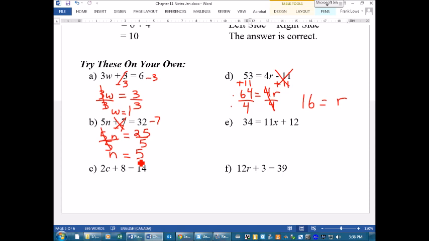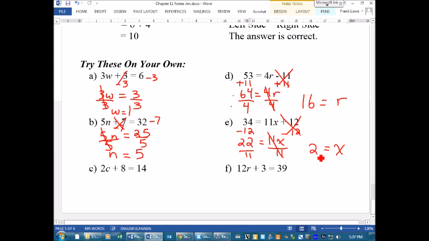34 equals 11x plus 12. In order to get rid of that plus 12, we got to subtract 12. We do that on both sides. Okay, this cancels out. You're left with 11x equals 34 minus 12 is 22. Okay, 11x, 11 times x. The opposite of that is divide by 11, right? So I'm going to do that on both sides. This cancels out. Got to go over here. x equals 22 divided by 11 is 2.